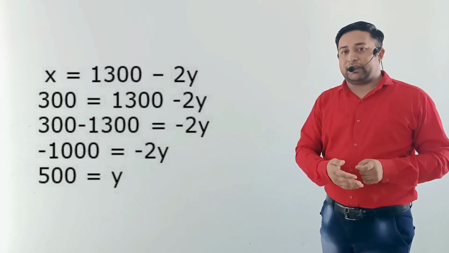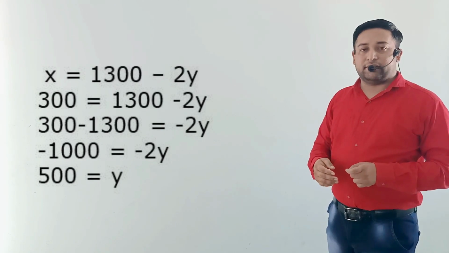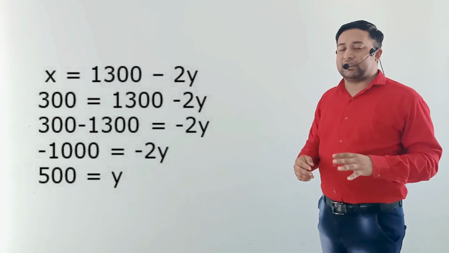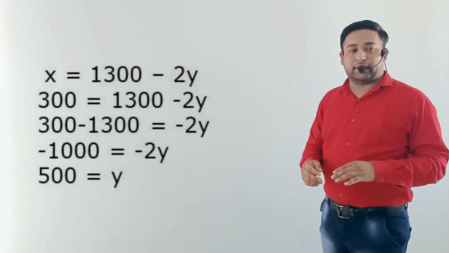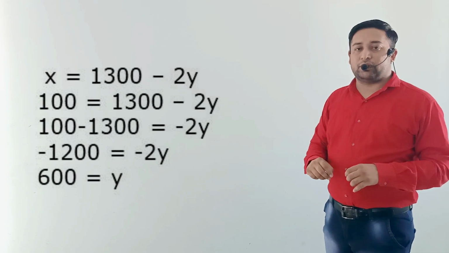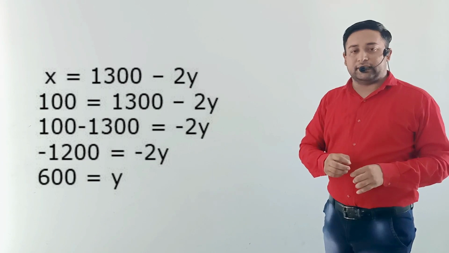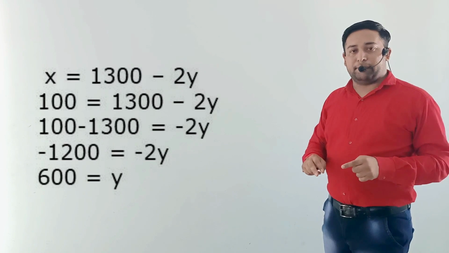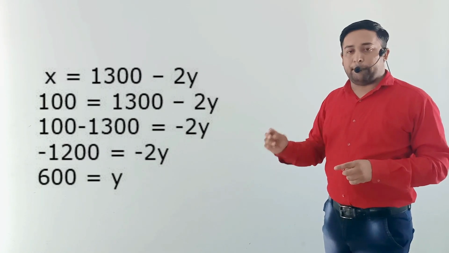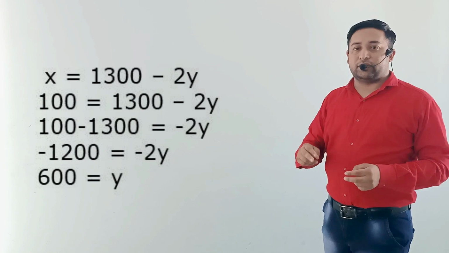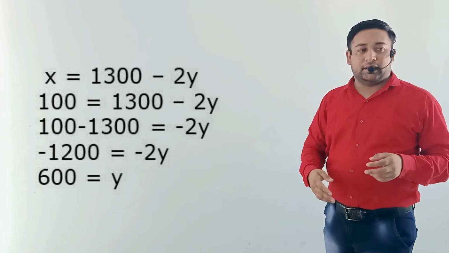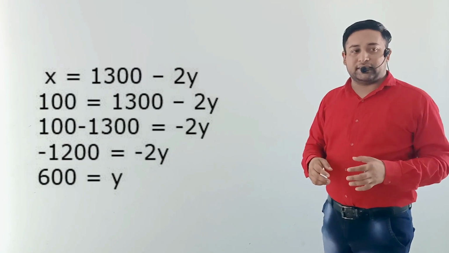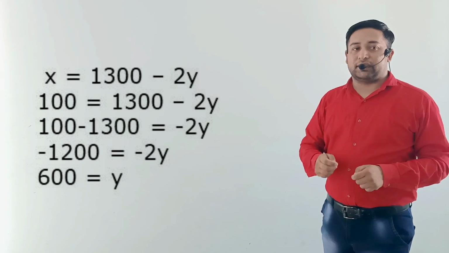Minus 1000 divided by minus 2 is equal to 500. So the value of y is 500 when x is equal to 300. For the second value, substituting x is equal to 100: 100 is equal to 1300 minus 2y. Taking 1300 this side, 100 minus 1300 is equal to minus 2y. Minus 1200 is equal to minus 2y, taking minus 2 in the denominator. Minus 1200 divided by minus 2 is equal to 600. So when x is equal to 100, my y is equal to 600.